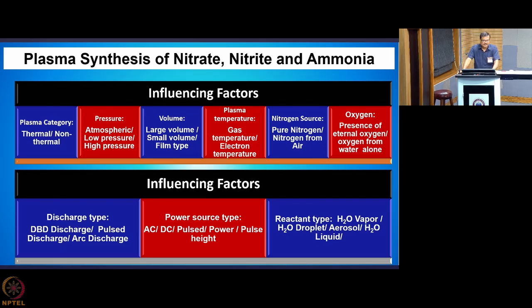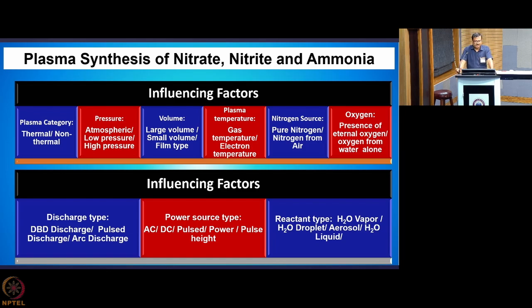So what are the influencing factors? Plasma category, whether it is thermal or non-thermal. Pressure, whether atmospheric, low pressure or high pressure. Volume, whether a large or small volume plasma, or a film plasma like DBD discharge. Plasma temperature, the gas temperature and the electron temperature. Nitrogen source, whether pure nitrogen from a cylinder or a plant, or taken from the air. Oxygen, whether external oxygen is present or oxygen from water alone. Then the discharge type: DBD discharge, pulse discharge or arc discharge.